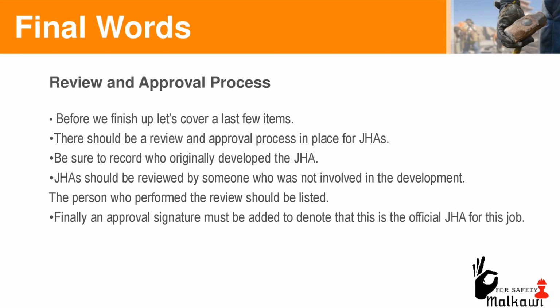Final words. Review and approval process. Before we finish up, let's cover a last few items. There should be a review and approval process in place for JHA. Be sure to record who originally developed the JHA. JHA should be reviewed by someone who was not involved in the development. The person who performed the review should be listed. Finally, an approval signature must be added to denote that this is the official JHA for this job.